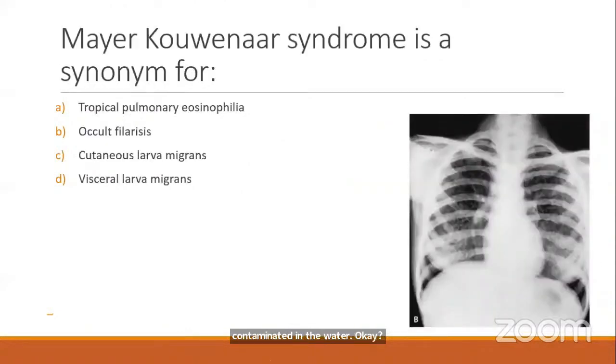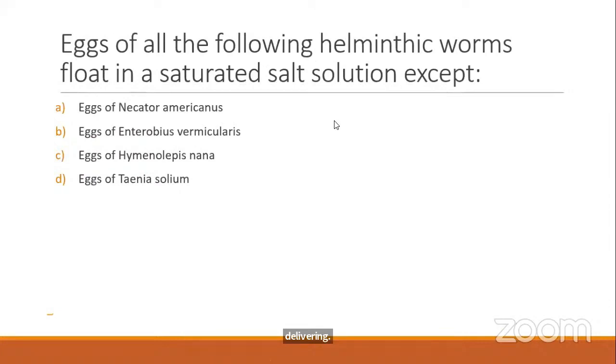So Meyers-Kouwenaar syndrome is a synonym for which of the following conditions? Any idea? Yes, it is the synonym for tropical pulmonary eosinophilia, wherein you can see excessive eosinophilia due to filarial worm infestation. So, eggs of all of the following helminthic worms float in a saturated salt solution except for which of the following?